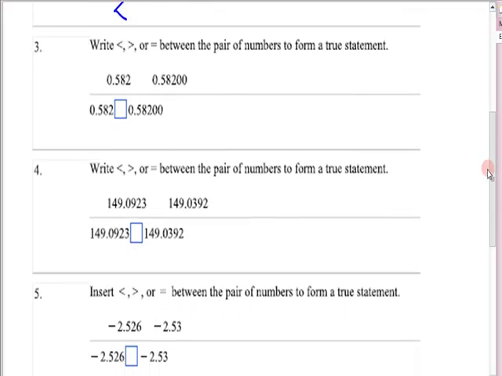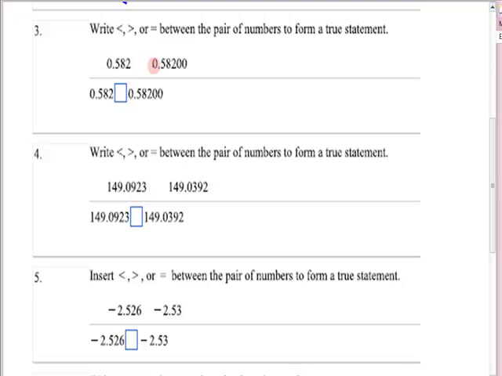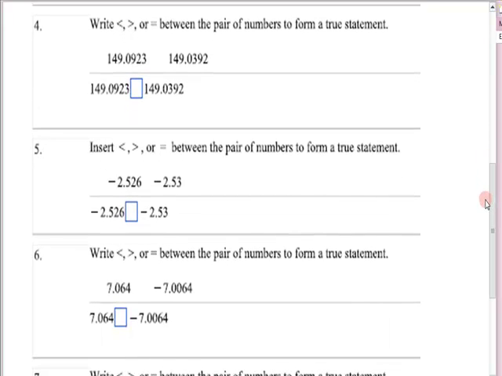Number 3. In the ones, they're both zeros. In the tenths place, they're both 5s. In the hundredths, 8s. In the thousandths, 2s. I don't have any digits here. All I have over here are zeros. So these are the same. These are equal. Number 4. These are both 149. In the tenths, zeros. In the hundredths, that's where I see a difference. 9 is greater than 3, so it's a greater than.